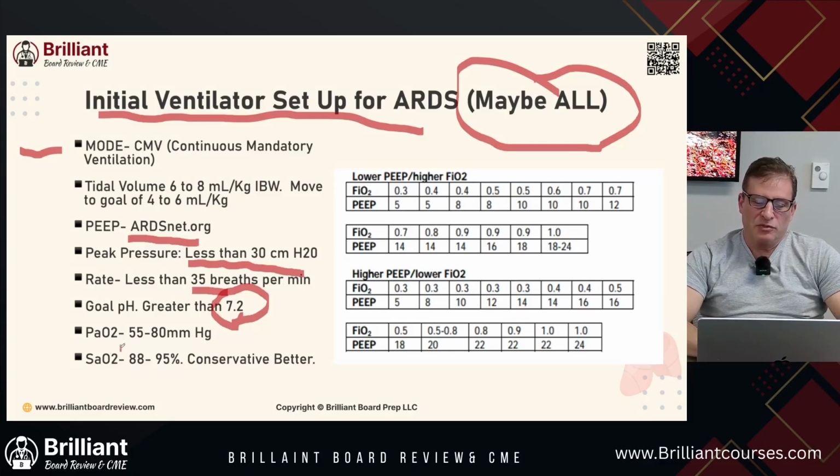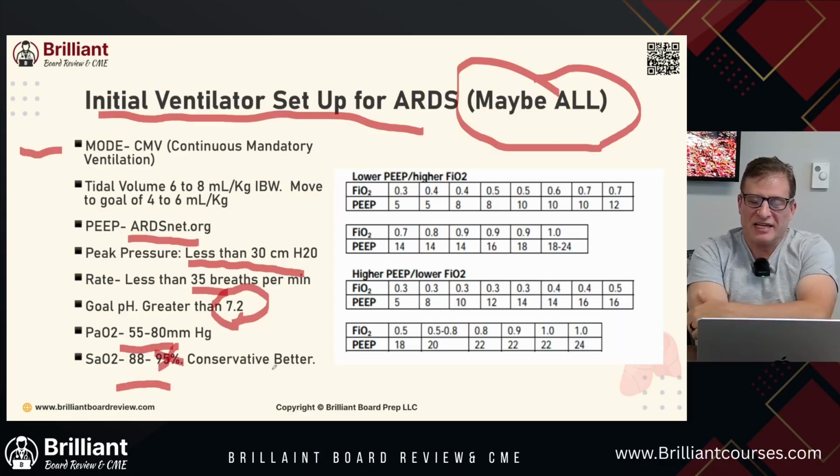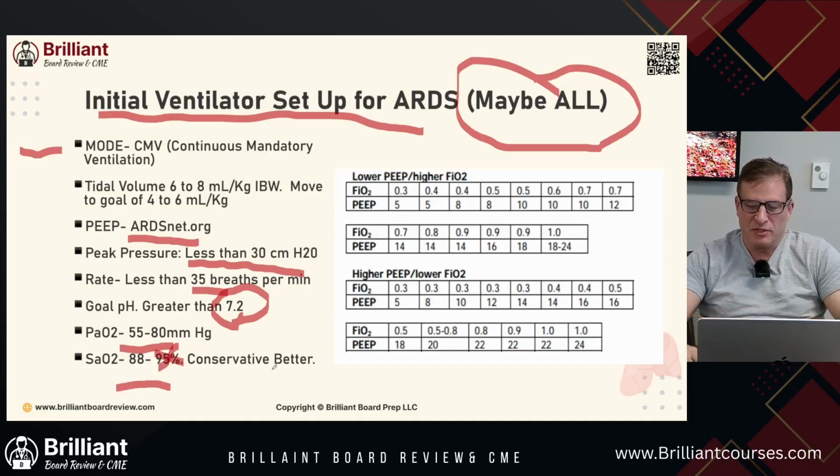We have a PaO2, we want it between 55 and 80, and the SpO2 between 88 and 95. We're going to see probably this 95 is going to go away. I would say in the future, you're going to see 88 to 90, as we're seeing that lower oxygen is probably going to be better for these patients.